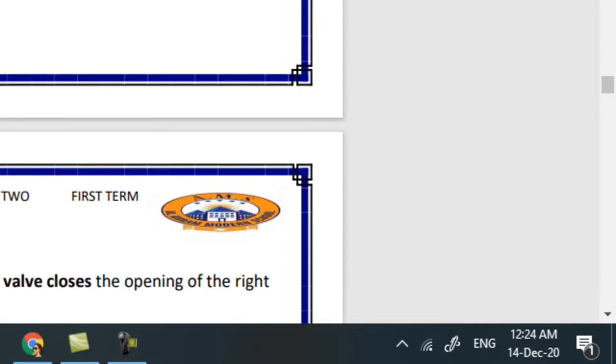Here inside the heart, it starts with the right ventricle, which contracts to push the blood through the pulmonary artery reaching to the lung. So when the right ventricle contracts, the tricuspid valve closes the opening of the right atrium and deoxygenated blood rushes through the pulmonary artery, and the pulmonary valve prevents the backflow of blood to the right ventricle again.